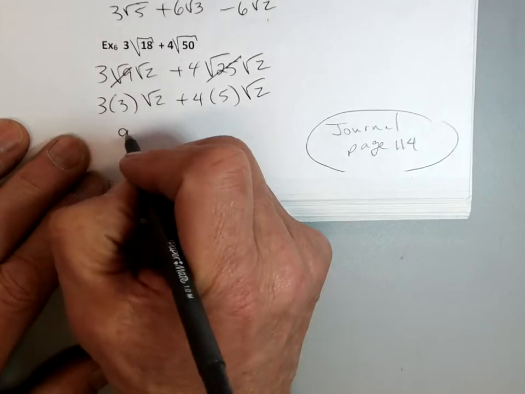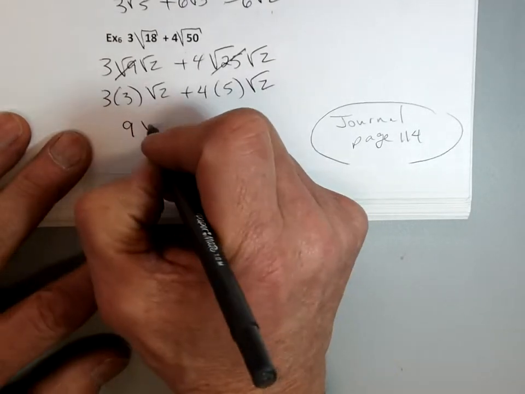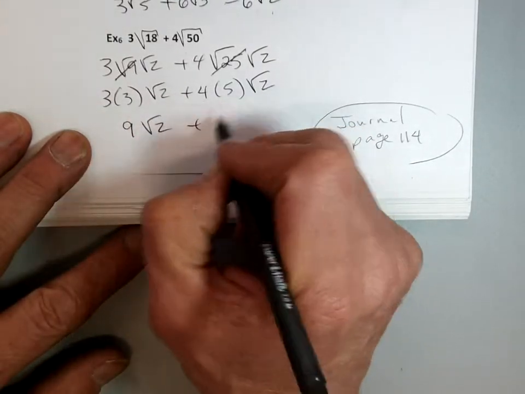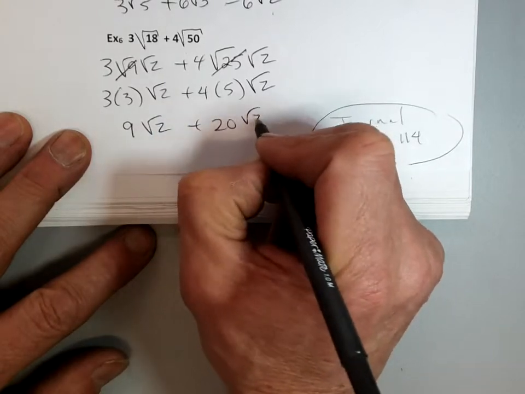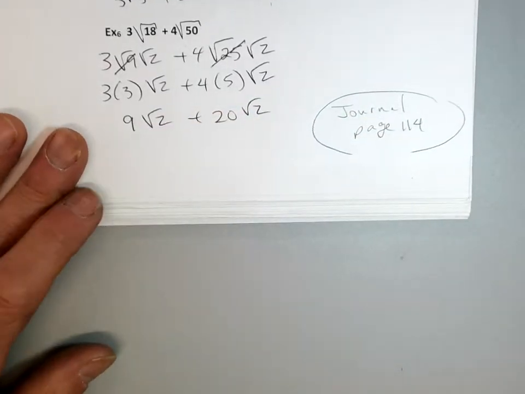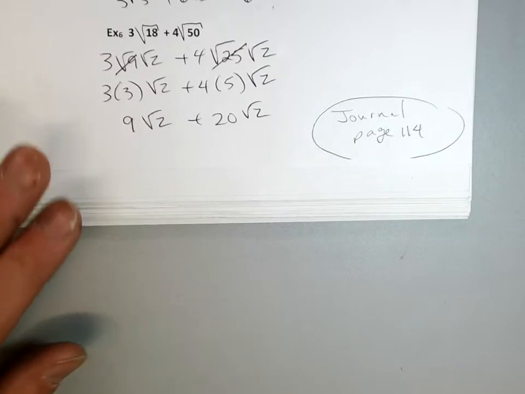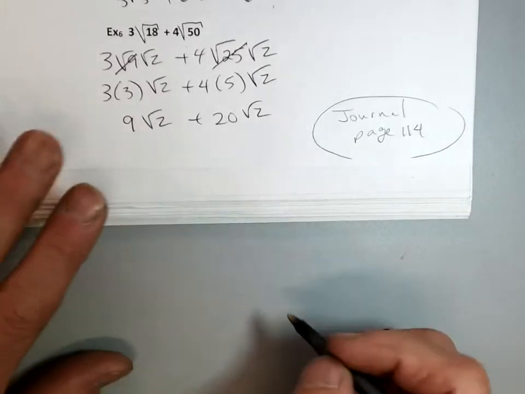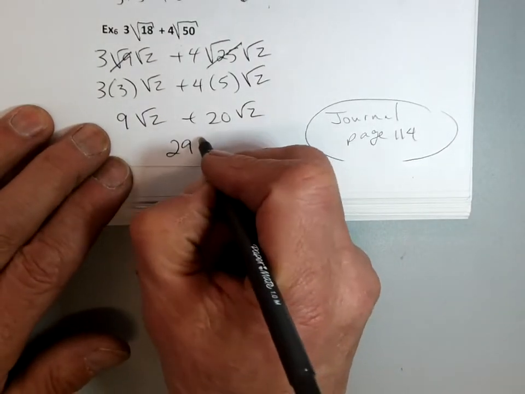Why don't you wait till I'm done? 9 square root of 2 plus 20 square root of 2, right? Can I add them? Yeah, I can add them. I can add them now, can't I? So I'm going to have a 29 square root of 2.